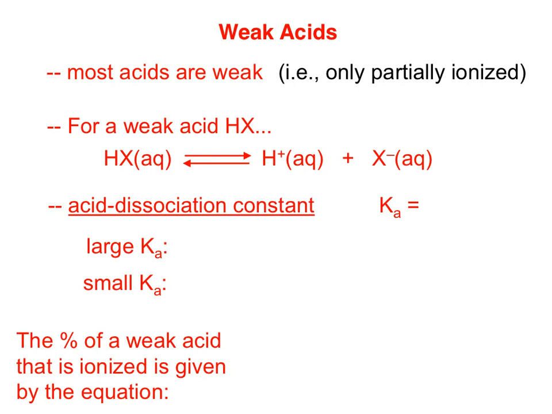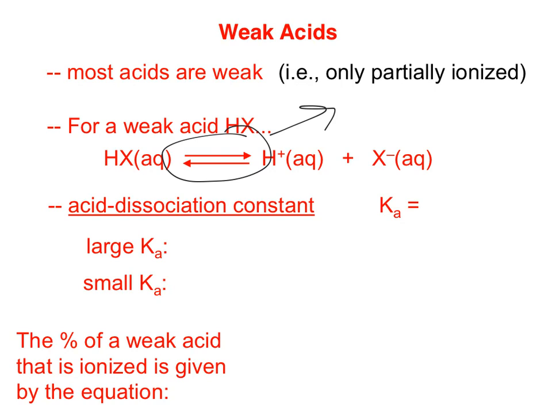For a weak acid, HX, and of course HX would look like this. It's going to have a double arrow. We're going to get H plus and X minus. Now, what does that mean? That means on one side, it can go either way. So it's not 100% ionized, and we know that based on the fact that we have the double arrow. We talked about the single arrows, and that's pretty easy to do.